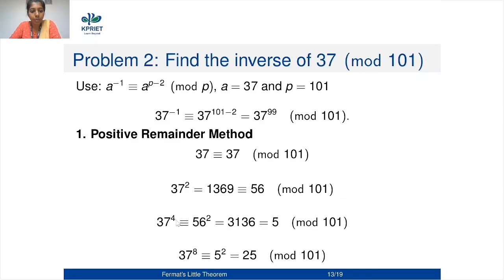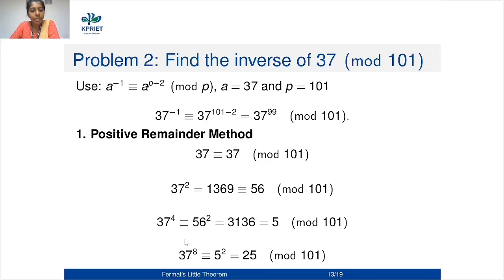Now let us increase the power. So 37 to the power 4, which means in this case I can square the 37 squared remainder. That is, I can square 56, which gives 3136. When this number is divided by 101, I am getting the remainder 5.